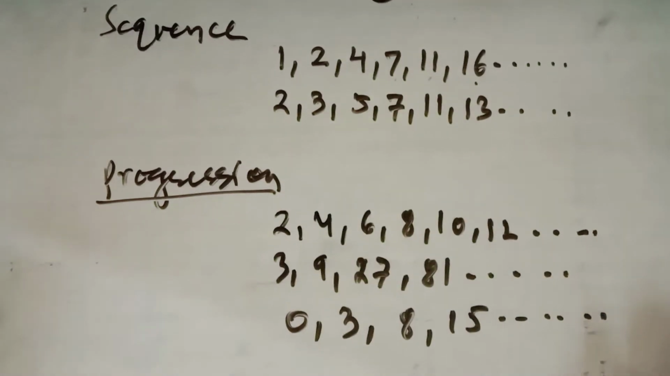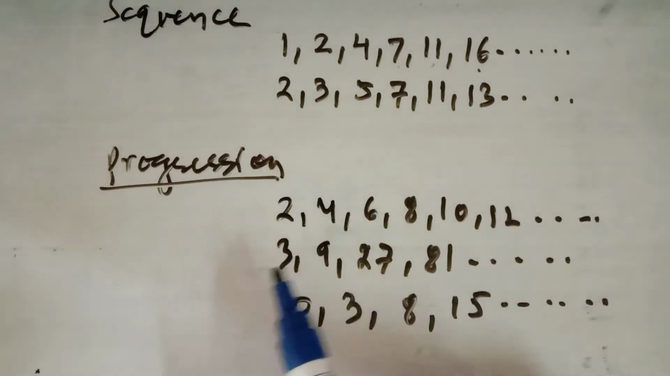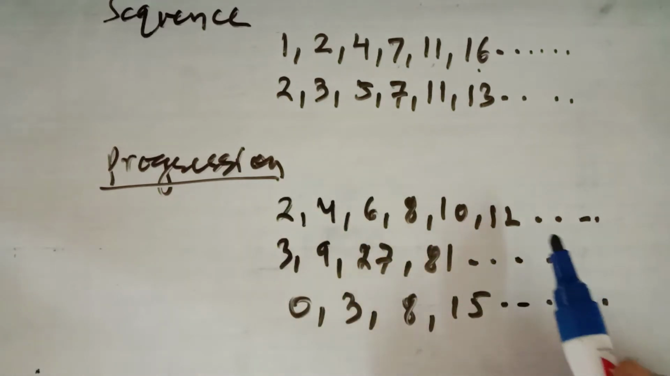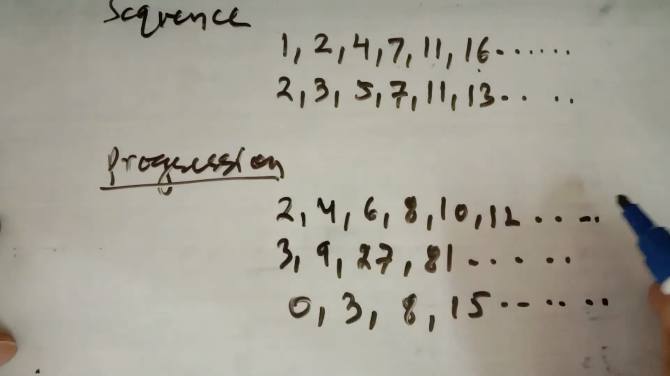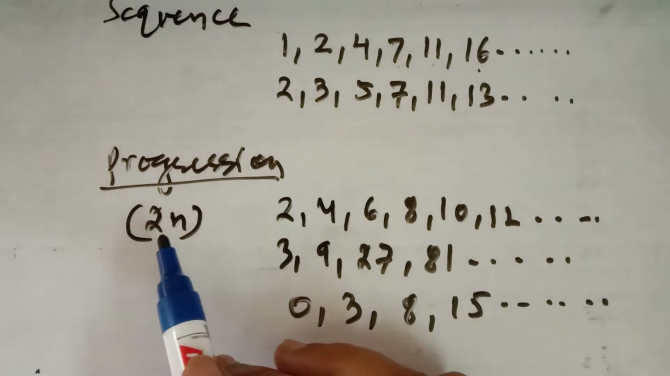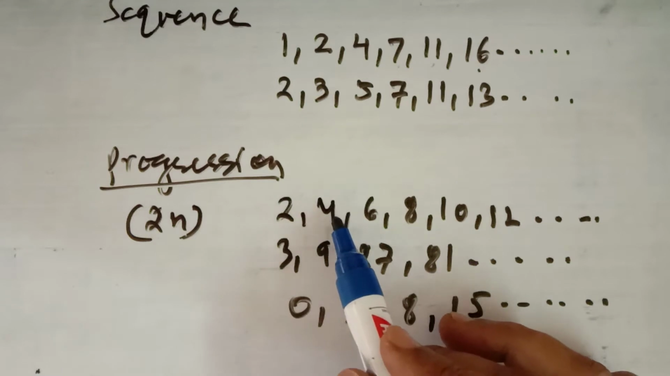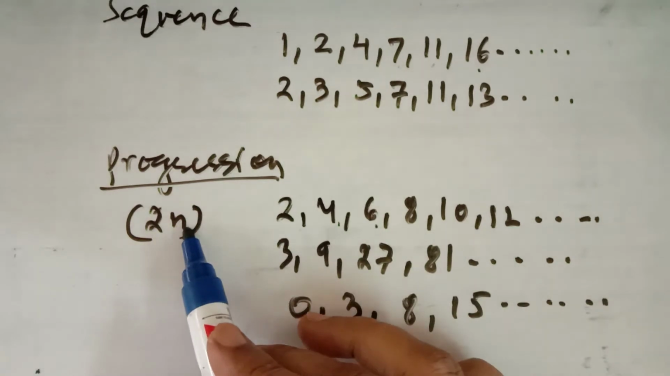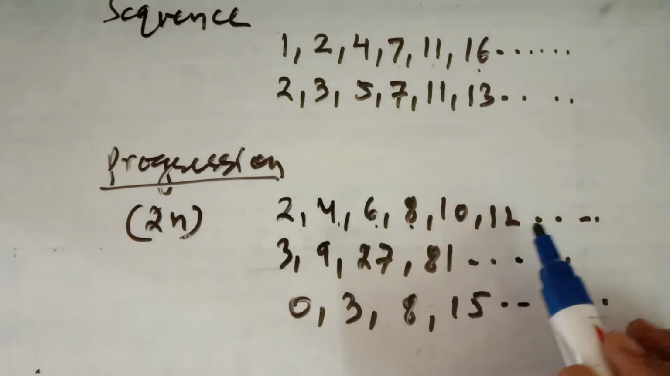Now, if we observe these numbers, they are written in a definite pattern, so these are sequences also. But in each sequence, we can find any term by a definite formula. For example, for this I can write 2n. 2n means if I replace n by 1, I'll get the first term. If I replace n by 2, I'll get the second term. If I replace n by 3, I will get this term. If I replace n by 4, I will get this term, and so on. Means there is a definite formula to find any term of this.